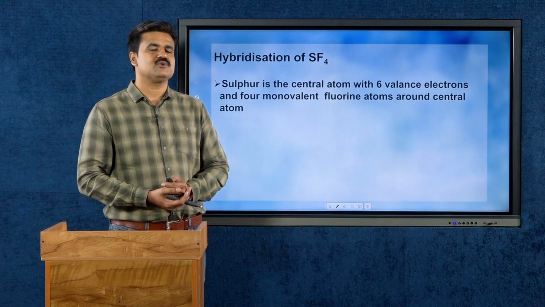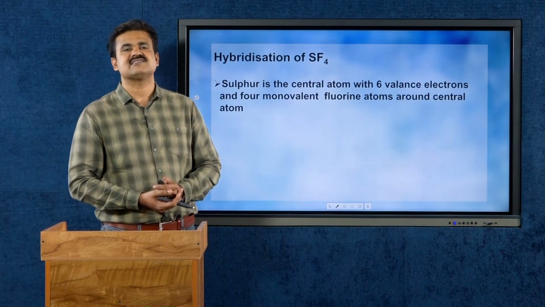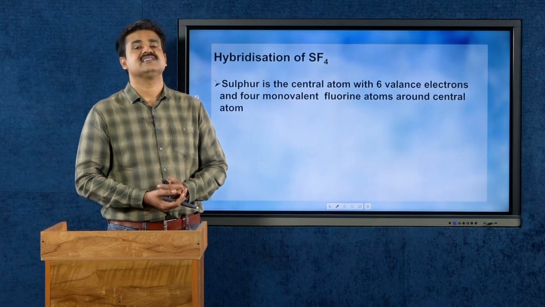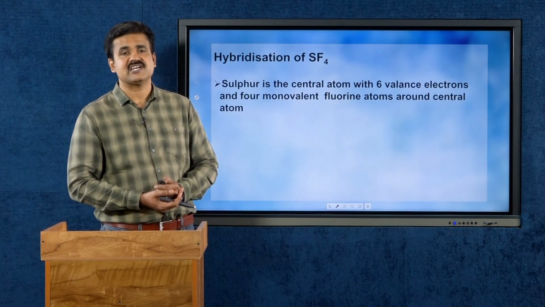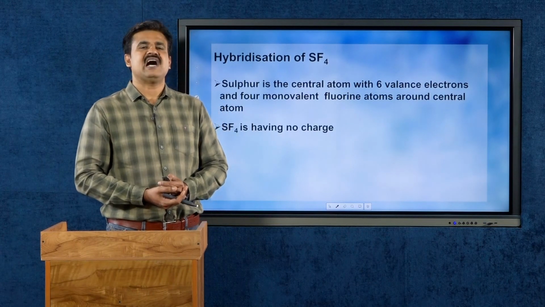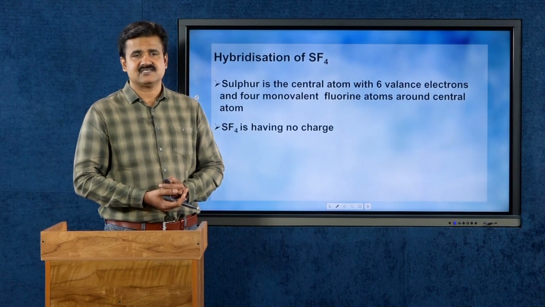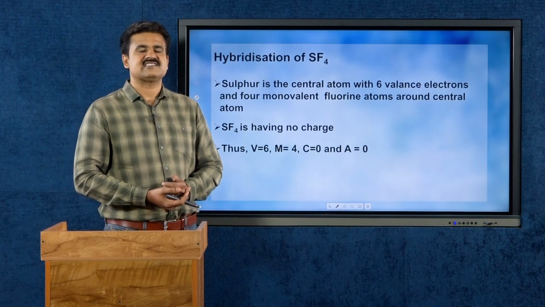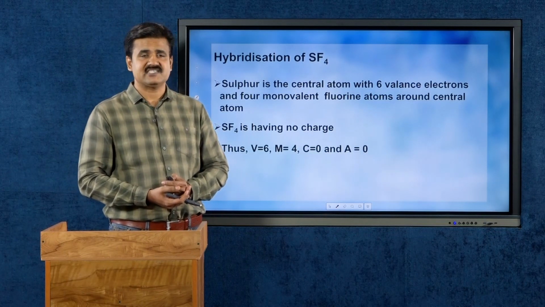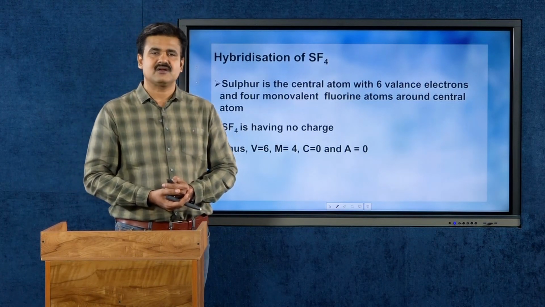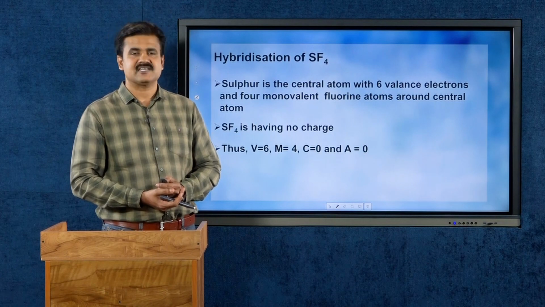Since it belongs to the oxygen family, it has 6 valence electrons, and you can see from the molecular formula that there are 4 monovalent fluorine atoms around the central atom sulphur. SF4 as such has no charge, therefore we can arrive at these values. V, the number of valence electrons, is equal to 6. Number of monovalent atoms is equal to 4. Cationic charge is 0, anionic charge is 0.